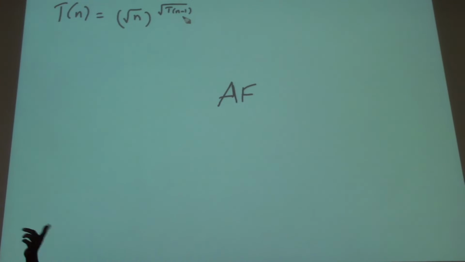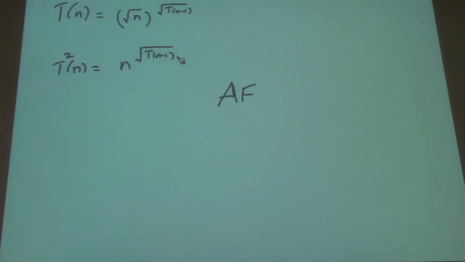Where do we start? Yes? Take the square of this. Pardon me? Take the square of this whole thing? Yeah. Okay. So I get T of n is equal to n to the square root of T of n minus 1. Is that what you wanted? Okay, that's fine. That's good. We don't have to, it doesn't have to work. We just have to try things. Just throw stuff in it.